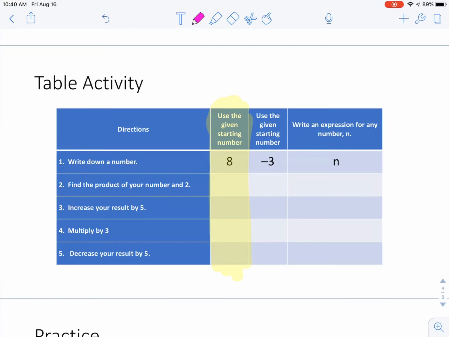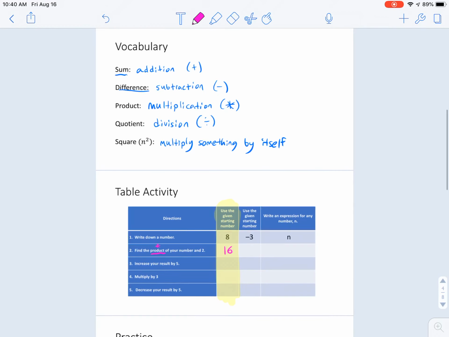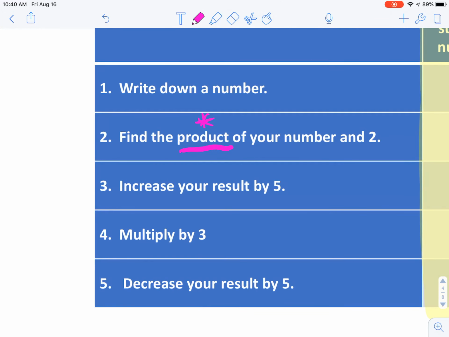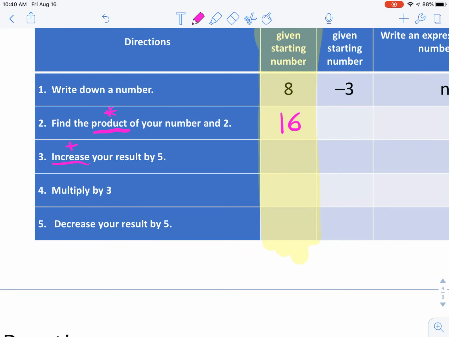Then they tell us to find the product of your number and 2. Well, product means multiplication. So they're saying multiply your number by 2. If I take 8 times 2, I am going to get 16. Next, it says increase your result by 5. Increase, while that wasn't one of the words up here, we have to think about what operation that would be. Increasing something means you're going up by whatever that number is, or you're adding that number. So in this case, we're adding 5 to the result from the previous operation, which was 16, to get 21.